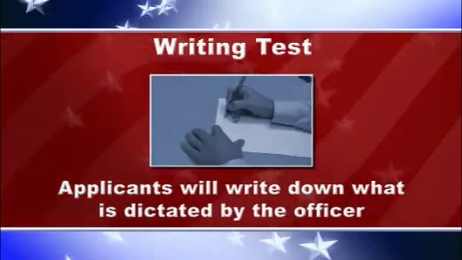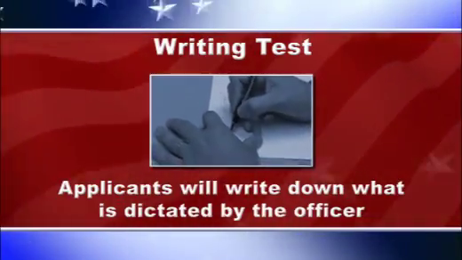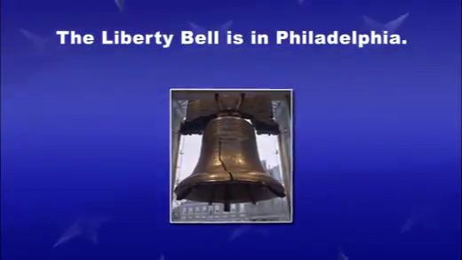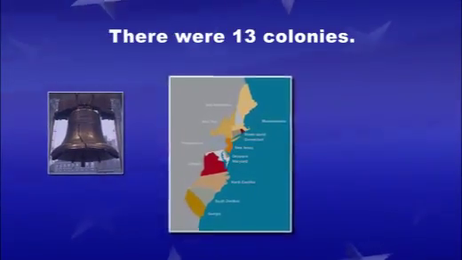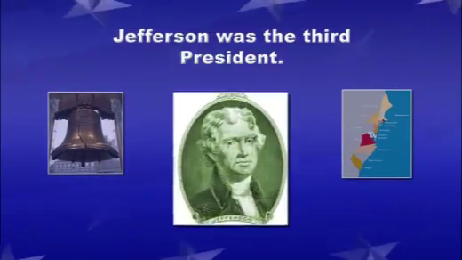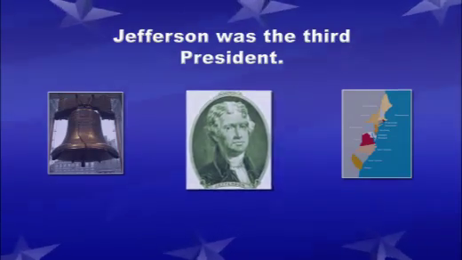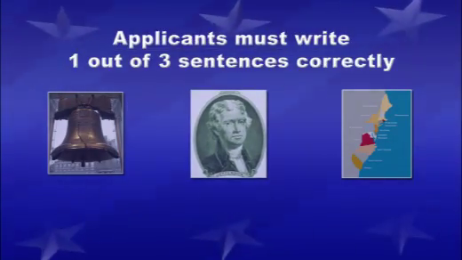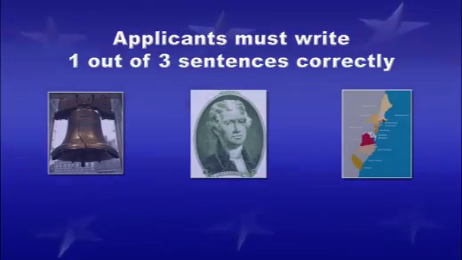Now for the writing portion. Like the reading test, each writing test administered to an applicant will contain no more than 3 sentences as well. Here are some sample writing items similar to what you would find on the actual test. The Liberty Bell is in Philadelphia. There were 13 colonies. Jefferson was the 3rd president. Please note, these samples are not found on the actual test. An applicant must write 1 out of 3 sentences correctly to demonstrate an ability to write in English.